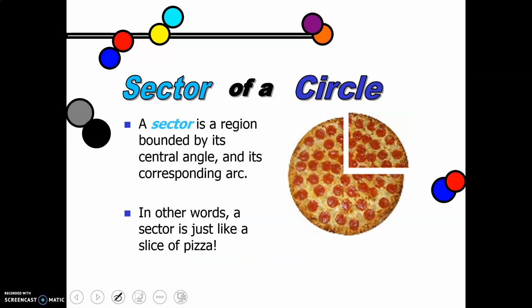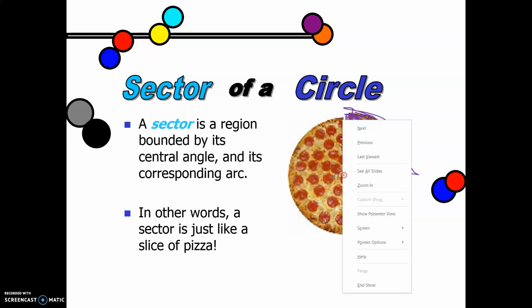All right, moving on. We have something in math called a sector. And a sector is a region bounded by its central angle and its corresponding arc. So here's a central angle here, and you have the corresponding arc. I don't know if you guys notice a theme here, but a sector is just like a slice of pizza, like a perfectly cut slice from the center.